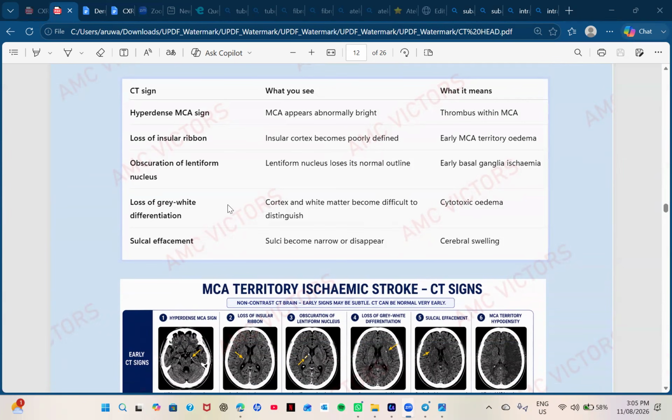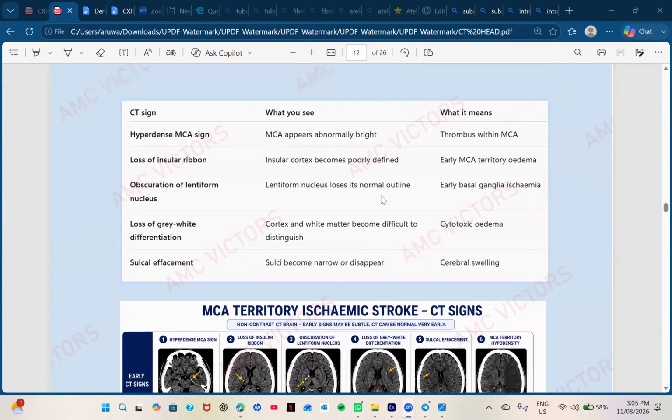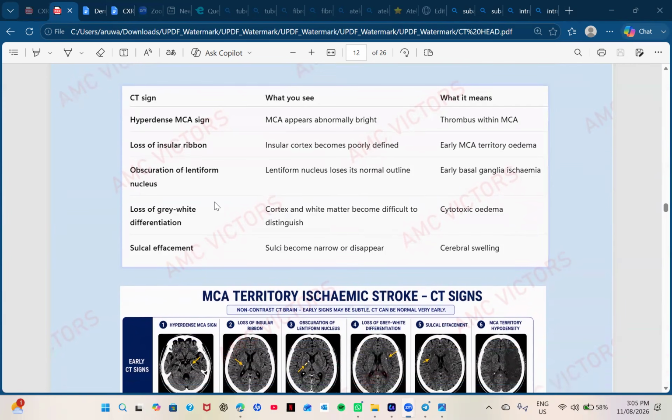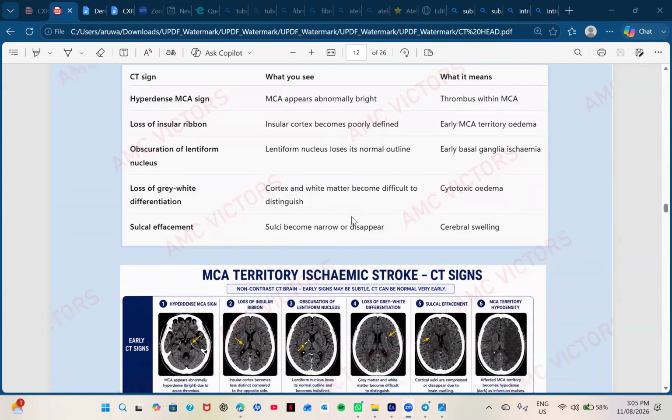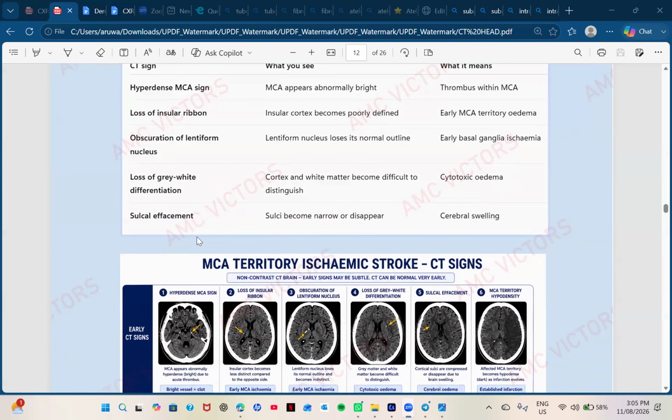The other features: obscuration of the lentiform nucleus. The lentiform nucleus loses its normal outline, which means early basal ganglia ischemia is present, right? Loss of gray-white differentiation: cortex and white matter become difficult to distinguish, both becoming the same color because of the cytotoxic edema. Sulcal effacement means the sulci become narrow and disappear because of the swelling.